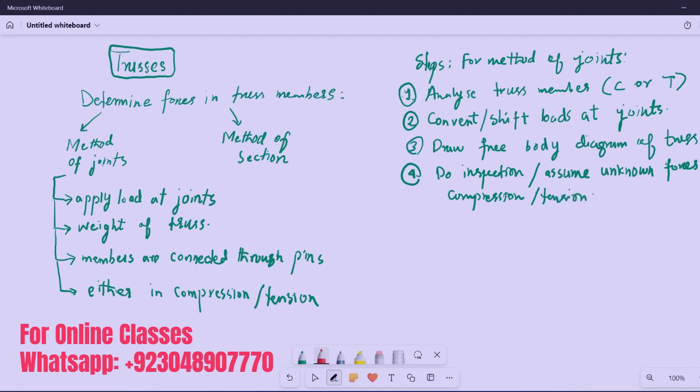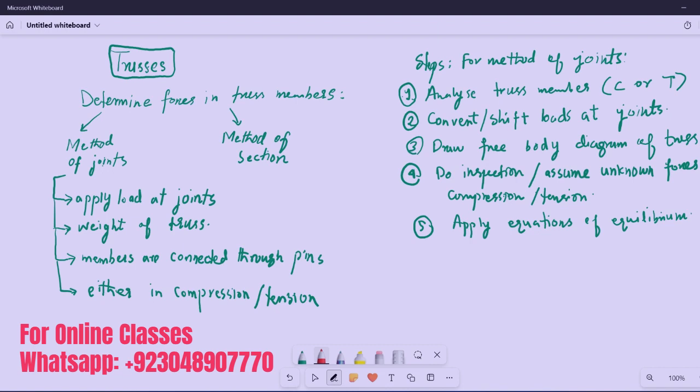Once you have analyzed it, you are going to apply the conditions of equilibrium. So apply the equations of equilibrium. When you apply the equations of equilibrium, you obviously have three different equations.